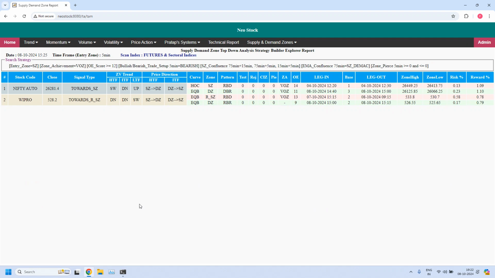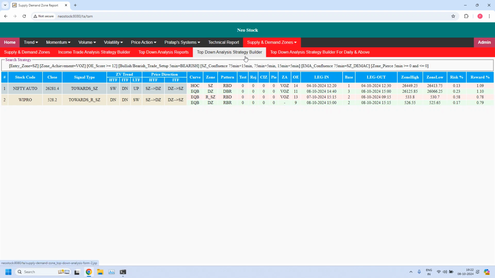And moreover, this entry time frame 5 minute supply zone is part of the 15 minute supply zone. Both together are again part of the 75 minute supply zone. And this 5 minute entry zone is a high liquidity zone. Okay, this is about bearish trade setup for hourly income trade.